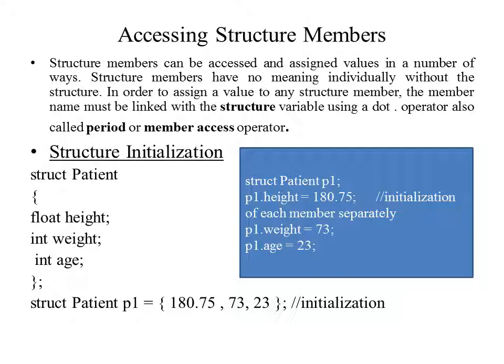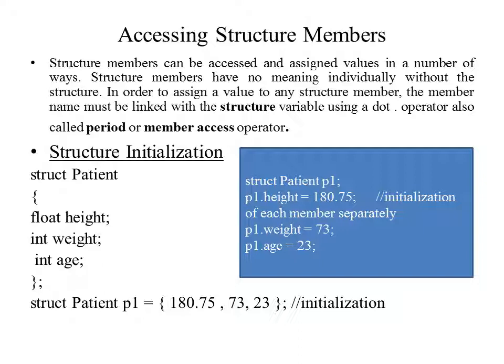Now how to access the structure members? Let's come to the example only, then I will make you understand the bulleted point. In the second bulleted point of this slide, I have taken the example for structure initialization. Here we have taken the structure struct patient. So the structure name is patient. We are using the struct keyword, then the curly braces, and under the curly braces we have taken 3 structure members. First is float height, second is int weight, third is int age, and then we are closing the curly braces and the semicolon.